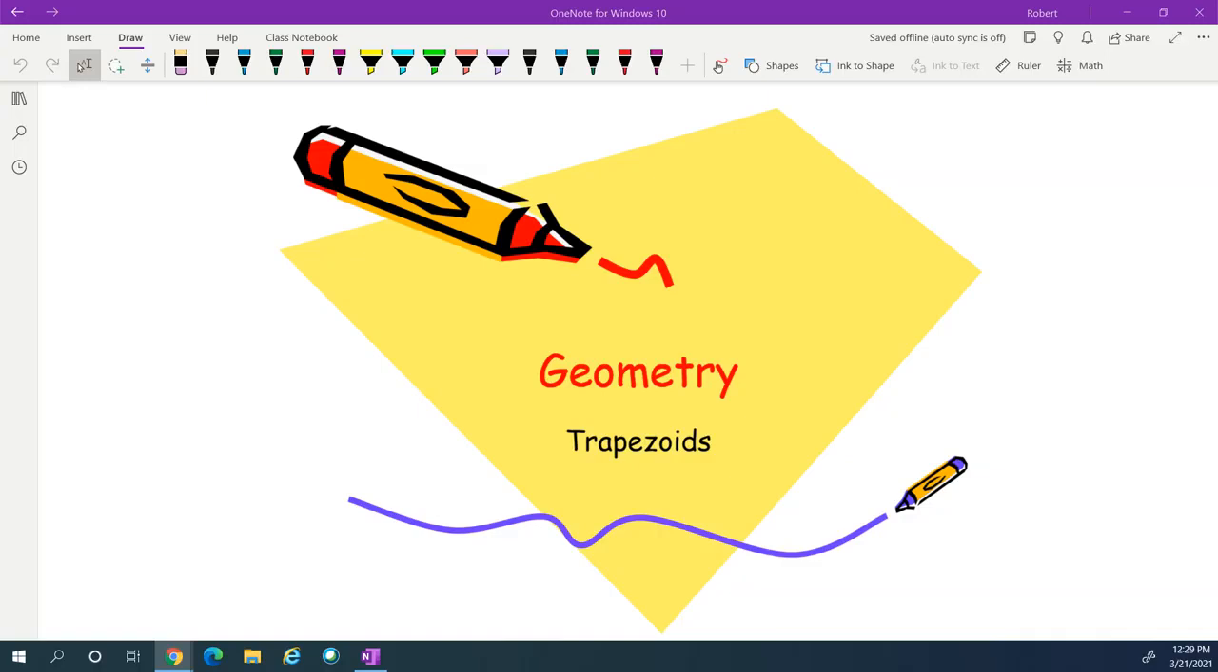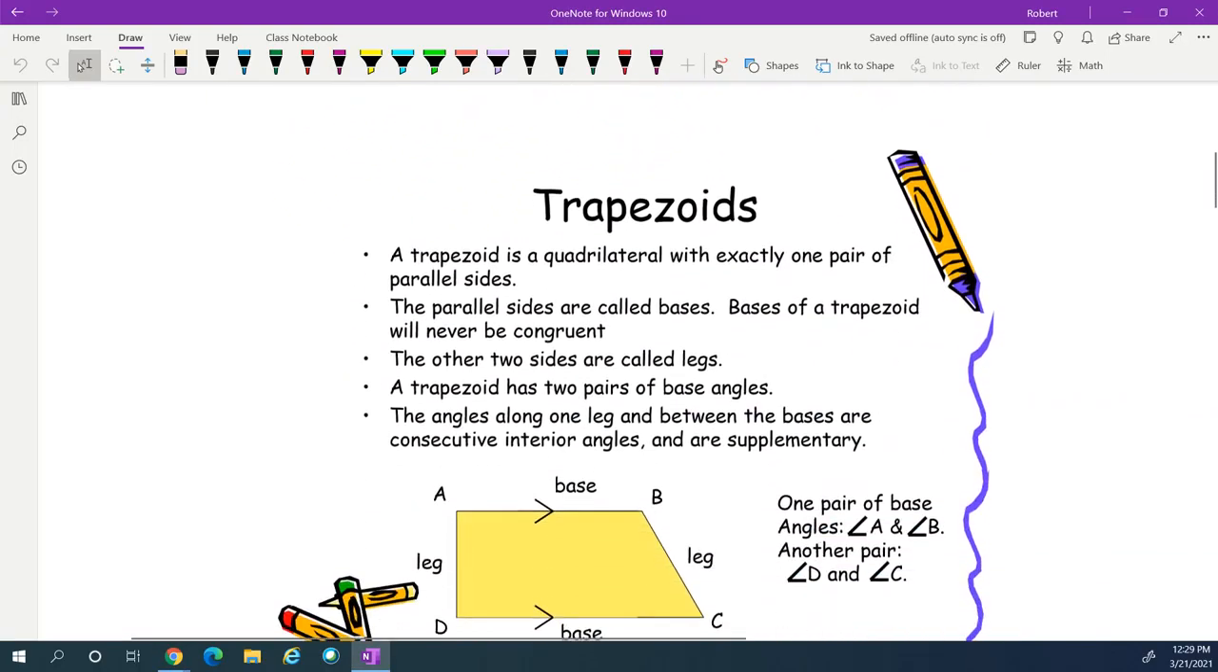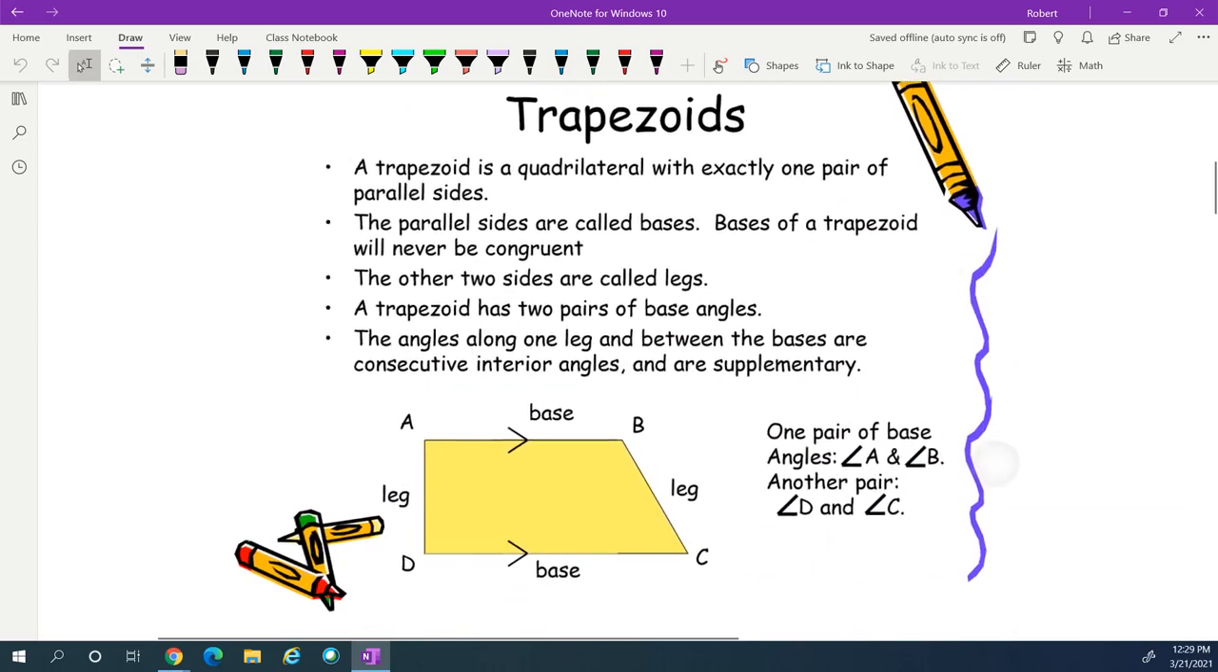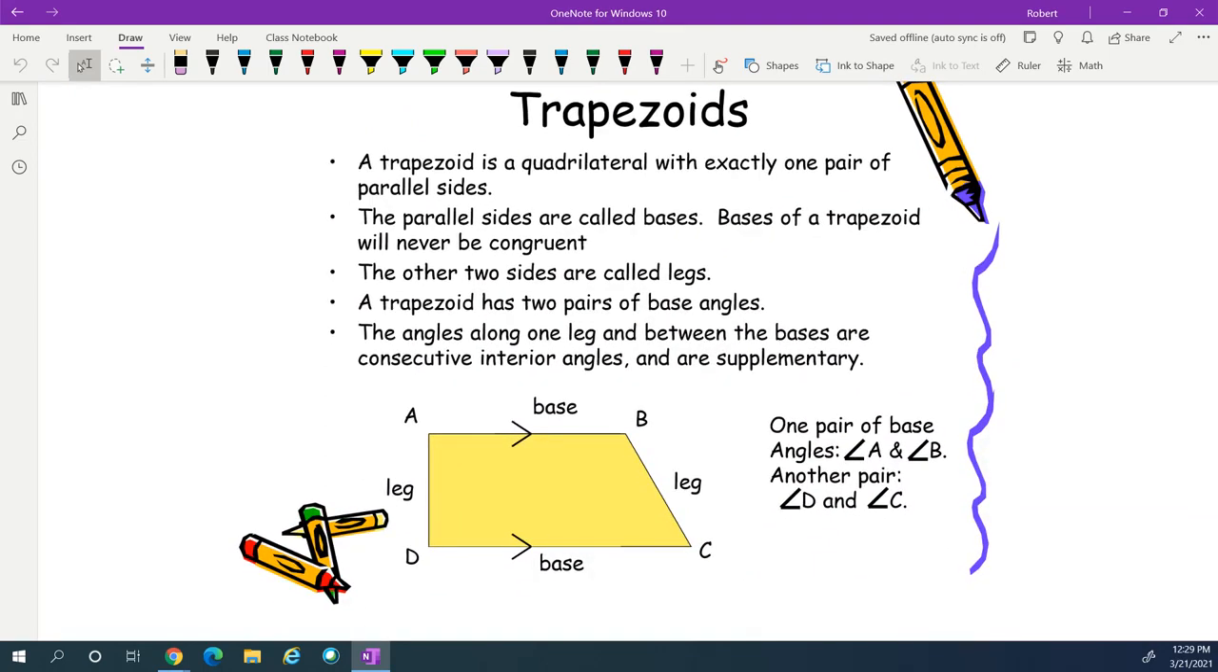With that come some differences in the properties and some vocabulary that we have to be careful and aware of. So let's jump right into it. In trapezoids, we have only one pair, exactly one pair of parallel sides. Now, those parallel sides are called the bases. So we have some terminology.